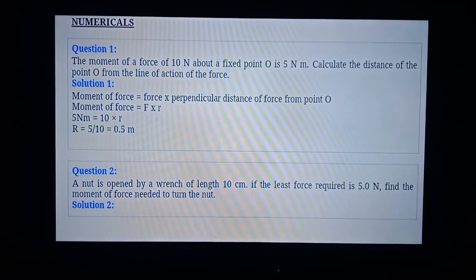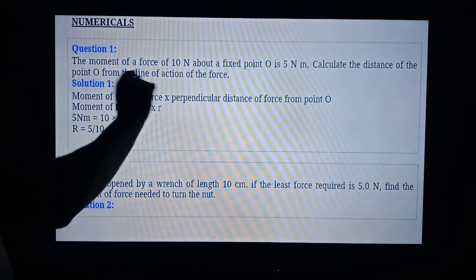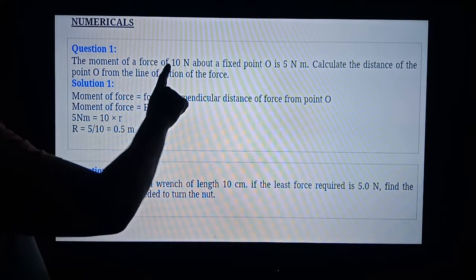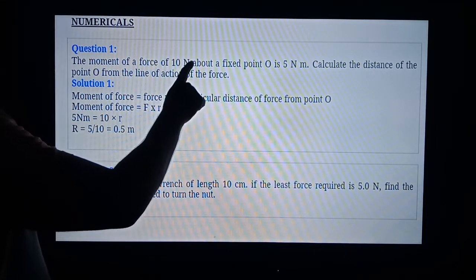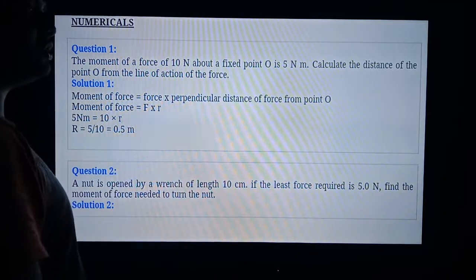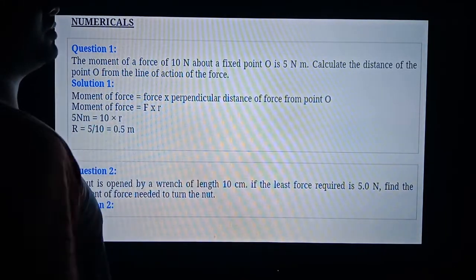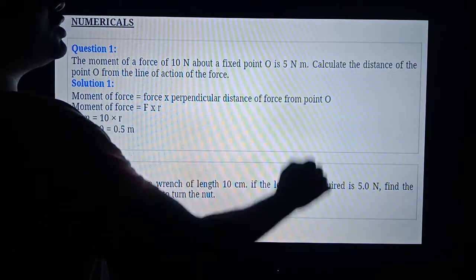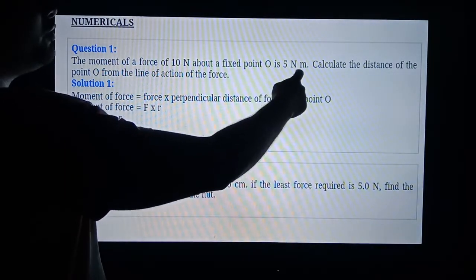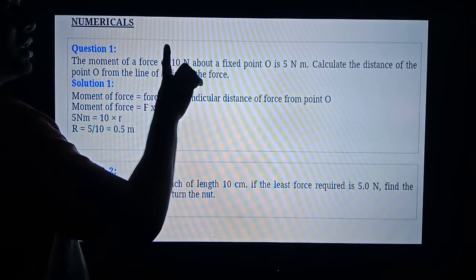We will discuss the numericals of the first chapter, that is moment of force or torque. So let's see the first numerical. In the first numerical, they are saying the moment of force of 10 Newton, so this is F, about a fixed point O is 5 Newton meter. Newton meter is the unit of moment of force. So this is moment of force, this is force.